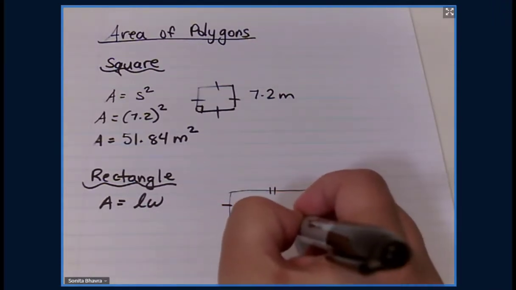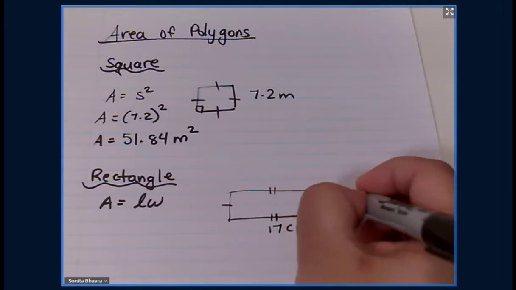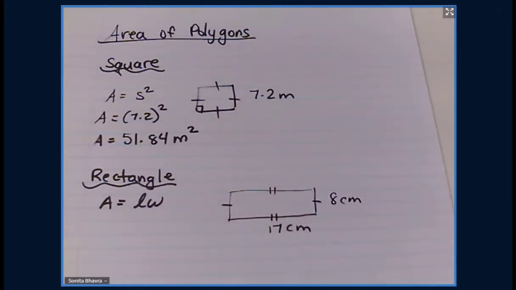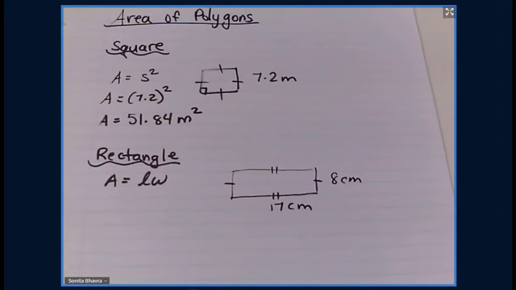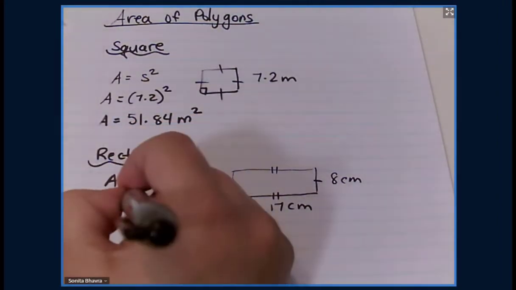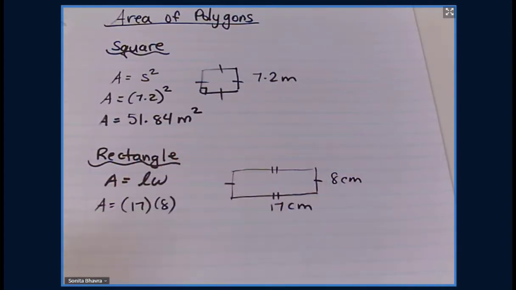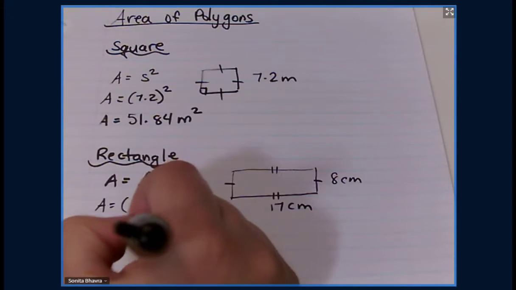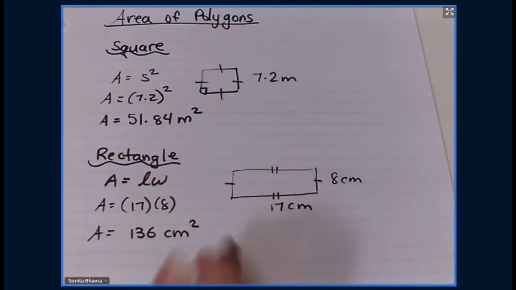So if we have 17 centimeters and 8 centimeters, we're going to multiply those two together. So area is equal to 17 times 8, and that gives me 136 centimeters squared. All right, very important with the units. Make sure you are using the squared for area.